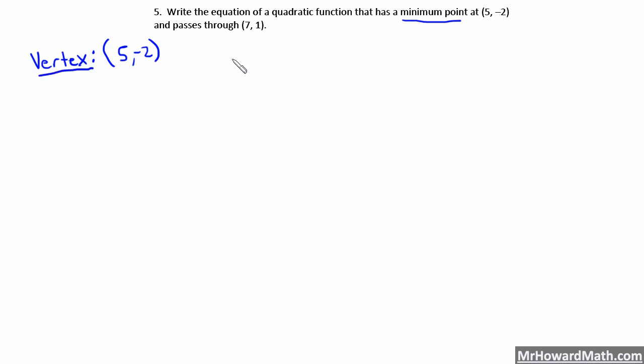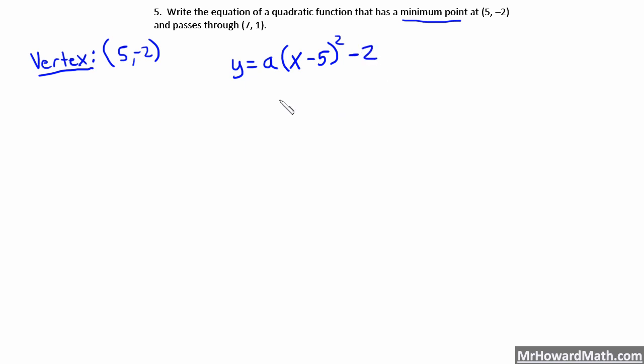So vertex form for this one would be y equals some value of a, which we don't know yet. We're going to have to find that. And then we would be x and opposite of this sign, so minus 5, opposite of the x-coordinate of our vertex, all quantity squared, and then we keep this sign of our y-coordinate, so this would be -2 out here.